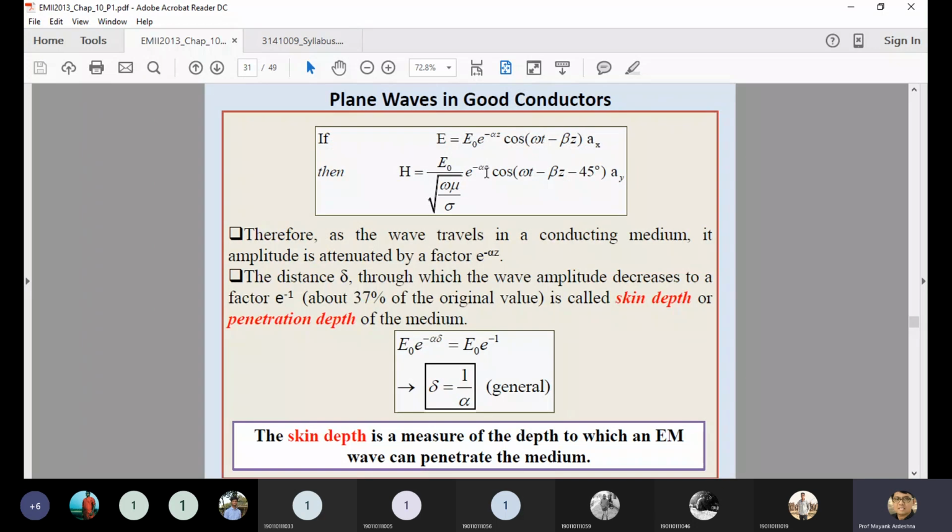Otherwise, the equation is similar to whatever we derived for the dielectric, and you can easily identify the AY term. So the magnetic field has a Y component, the electrical field has an X component, and both signals are moving in the positive Z direction because you can see omega t minus beta z.